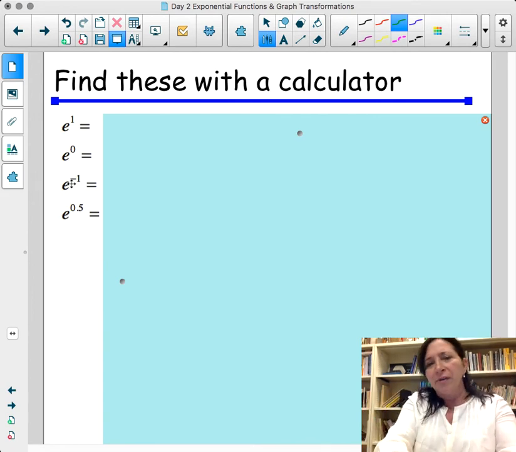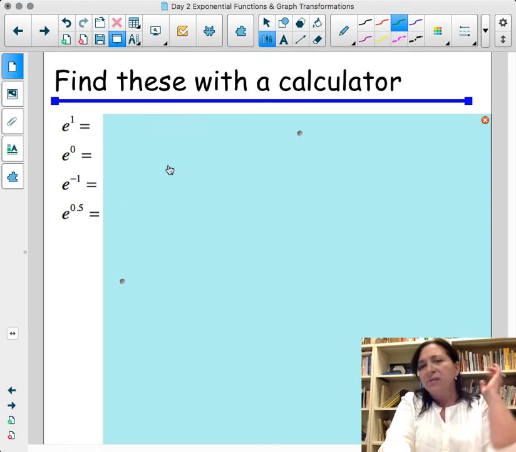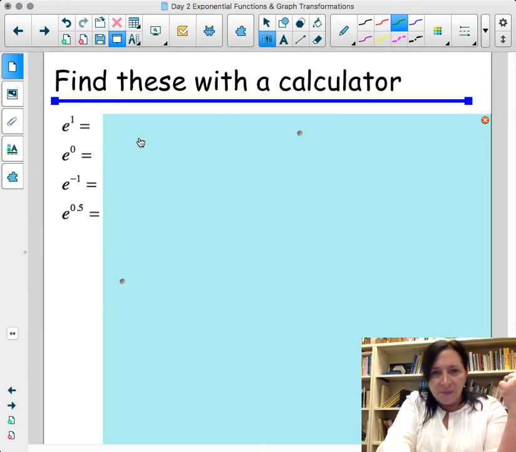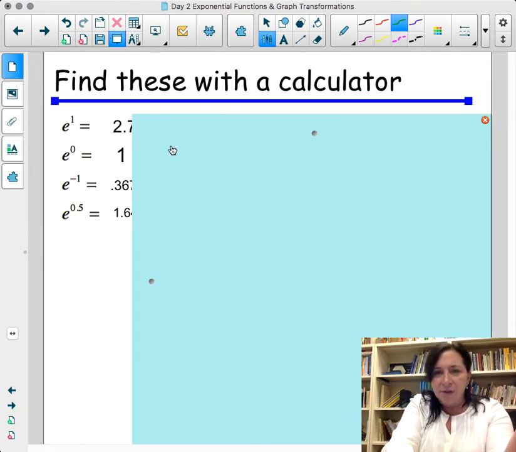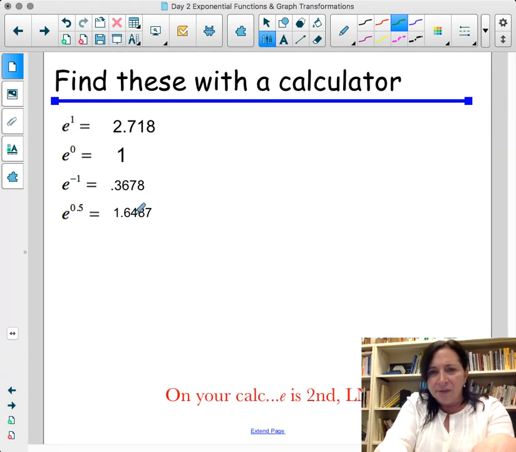So when you plot those numbers, take a minute and plot all of those: e to the 1, e to the 0, e to the -1, and e to the 0.5. You can stop the video and then start back up again, but you should practice and be able to plot these points in your calculator. So when you did that, you got these values here.